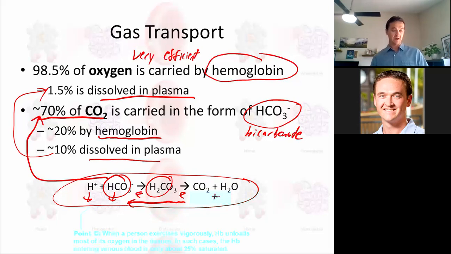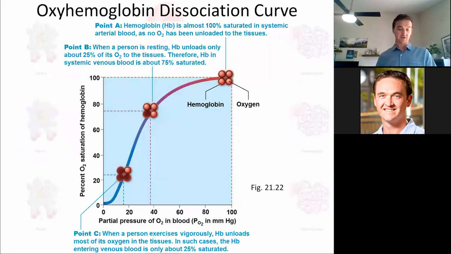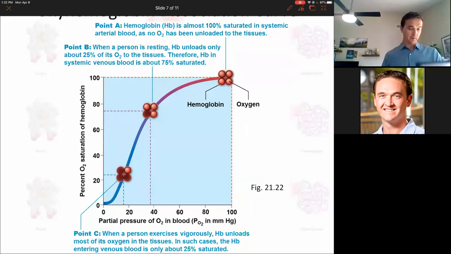Okay, so let's talk a little bit about this concept here that's known as the oxyhemoglobin dissociation curve. The oxyhemoglobin dissociation curve is really just a plotting of the relationship between the partial pressure of oxygen in the blood, and that's on the x-axis here, against the percentage of oxygen saturation in the hemoglobin, and that's on the y-axis here.